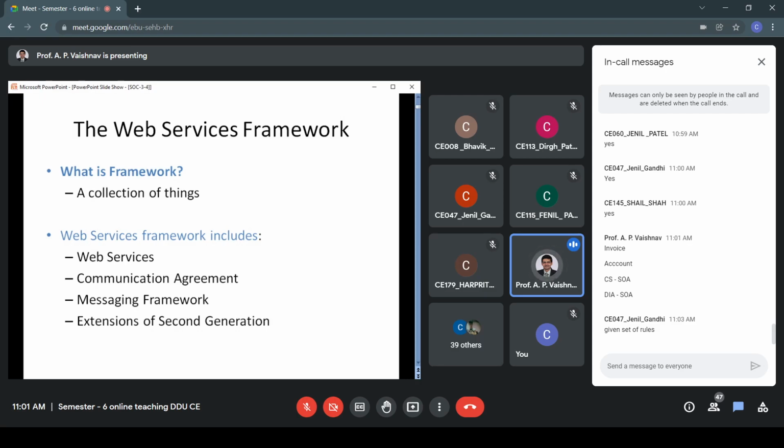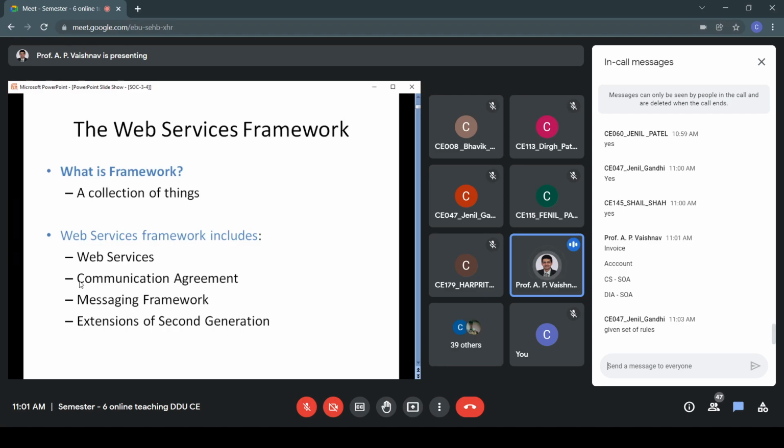So when we say that it is a web services framework, it composes various aspects. So what are the aspects that form a web services framework? Let us go through that first. Whenever we talk about a web services framework, the first component will be web services. Okay. Then comes communication agreement. Now, can you tell me what is communication agreement, or what does it stand for?